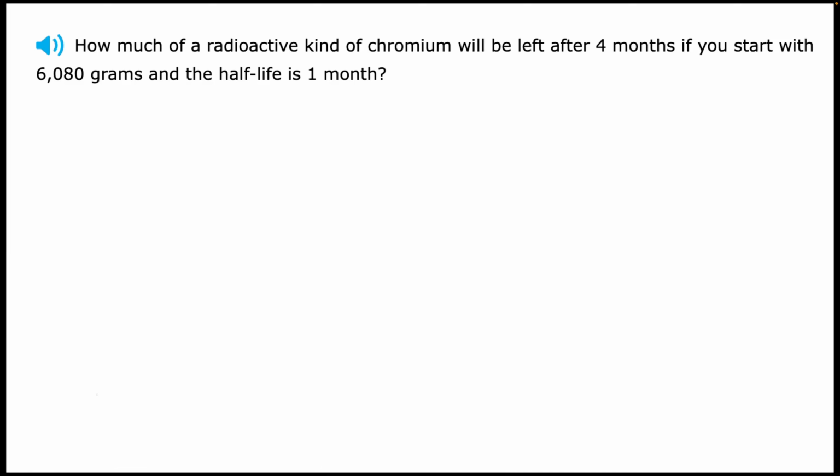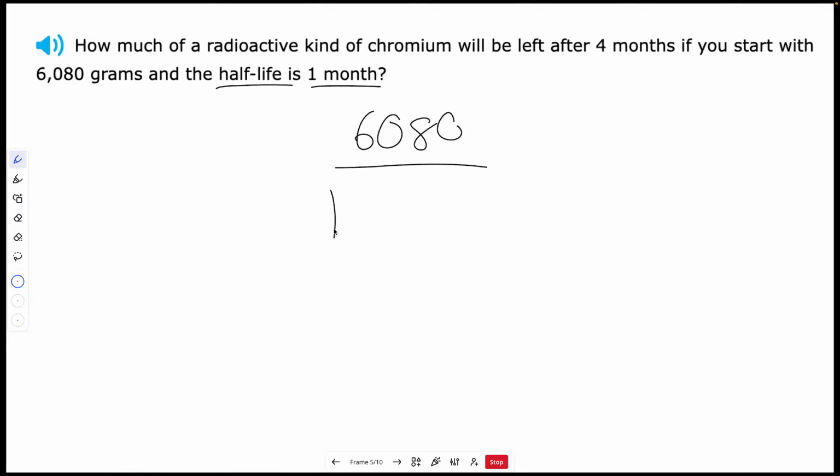All right, now that you've read the problem, when we talk about half-life, this is an example of exponential decay because every 1 month, this thing gets halved, right? It's getting smaller. Decay means getting smaller. So we start with 6,080. After 1 month, we cut it in half. So 6,080 divided by 2 would be 3,040.